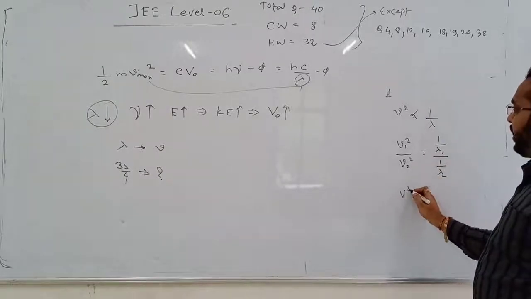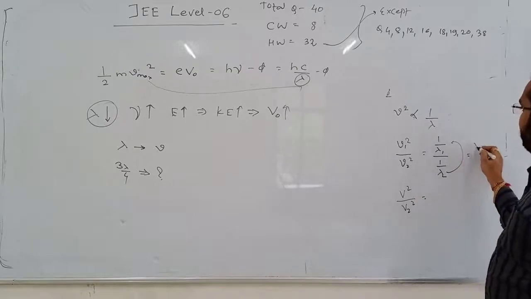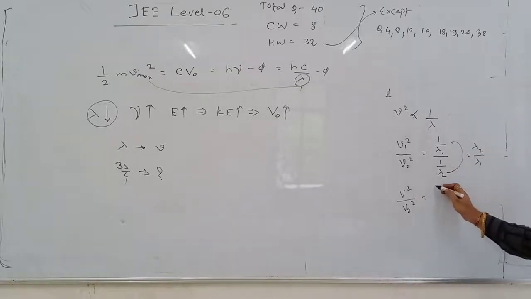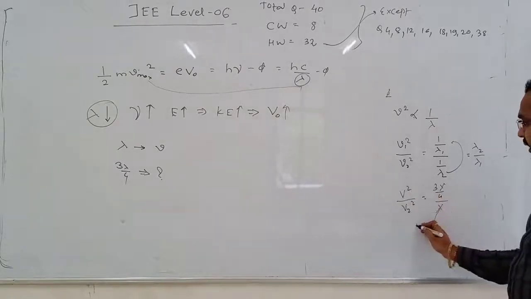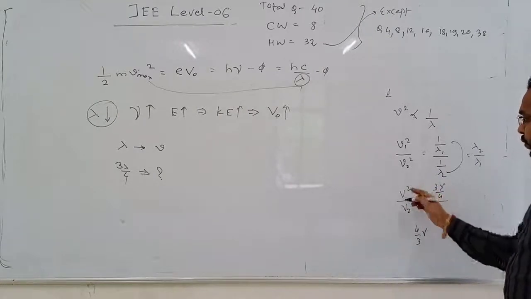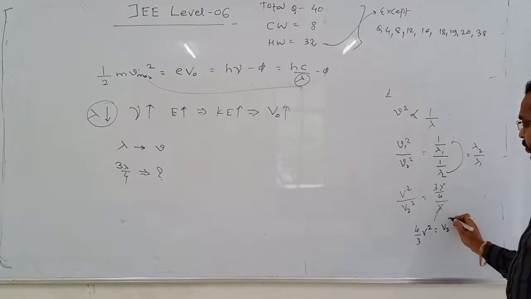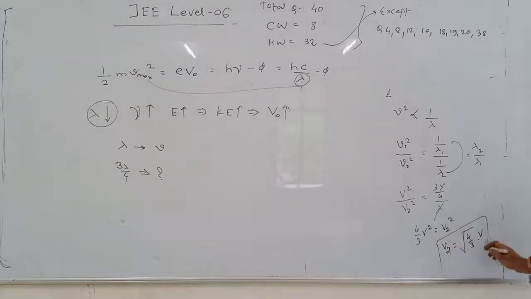v1 square upon v2 square is equal to हे वरती जाईल, म्हणजे असं होणार lambda 2 upon lambda 1. lambda 2 किती आहे? 3 lambda by 4. lambda 1 किती आहे? lambda cancel. v2 square फाइंड करायचं आहे. हे जरा व्यवस्थित लिहा. It will be 4 upon 3 इकडे जाऊ, 4 वर जाईल 3 राहील into v square is equal to v2 square. Taking square root of all this, you will get v2 is equal to under root 4 upon 3 into v. So this will be your answer.